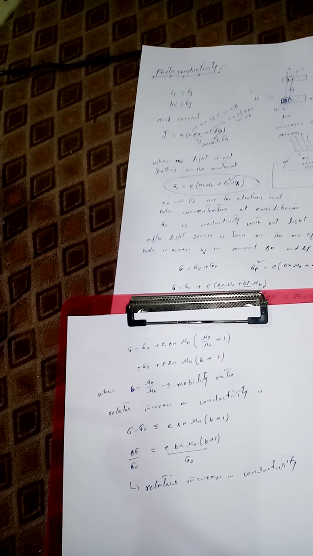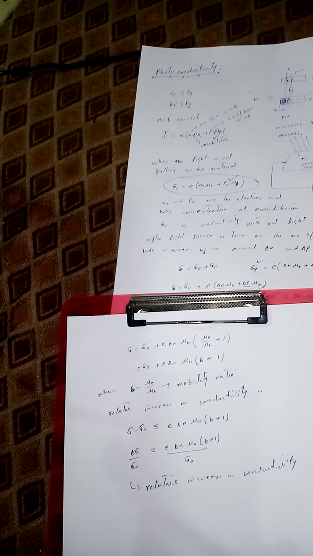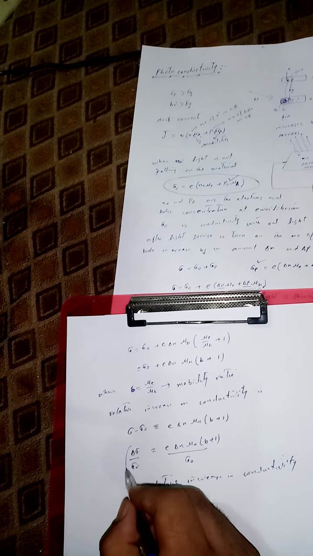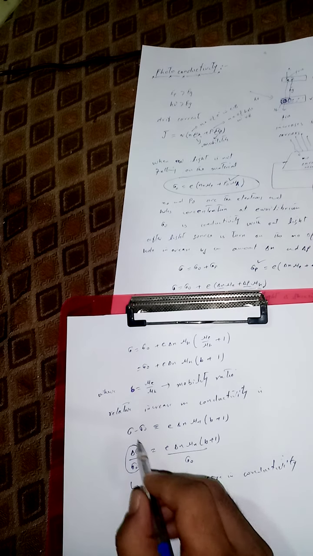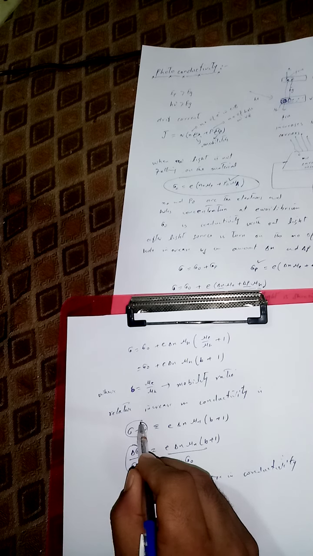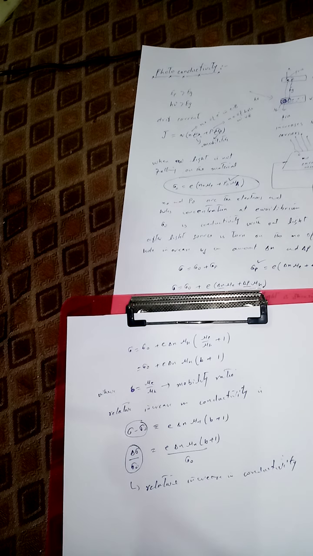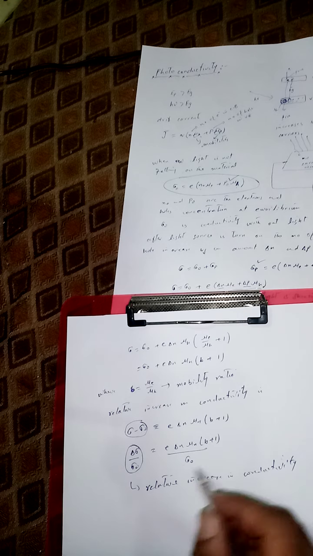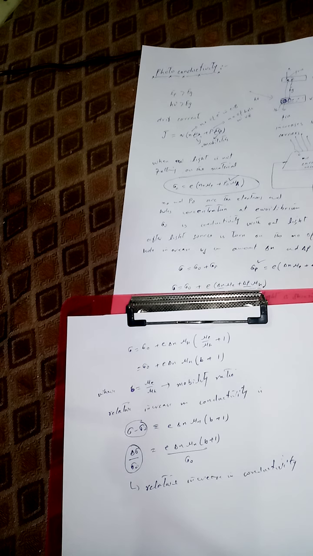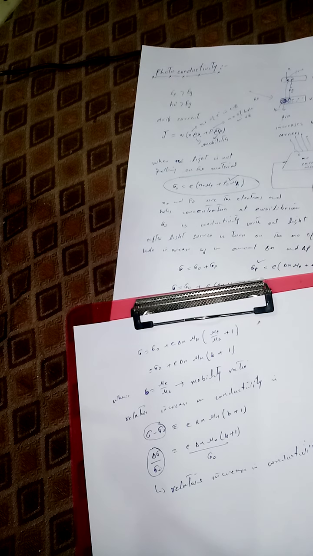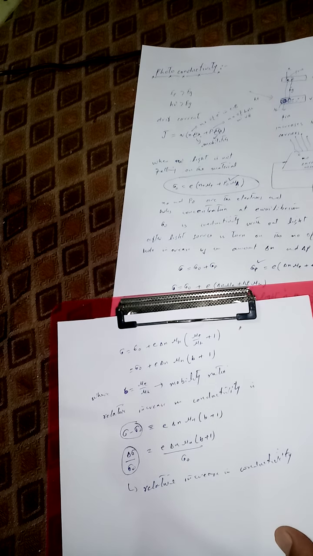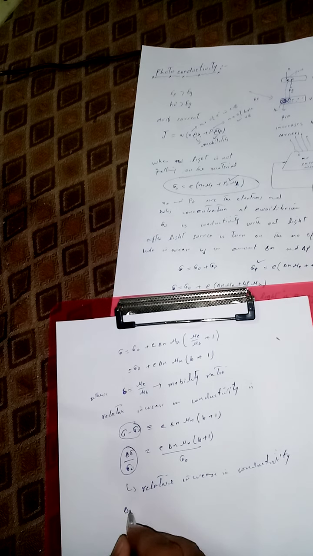Okay, in the last video, we derived the relation for relative increase in conductivity and also for the relative conductivity. Relative increase in conductivity is given by this relation. Now, the only unknown quantity in this equation is delta n. Delta n is unknown.